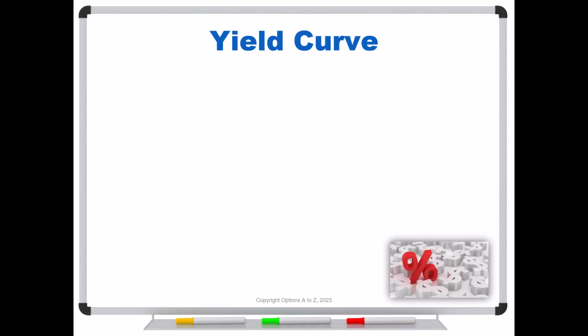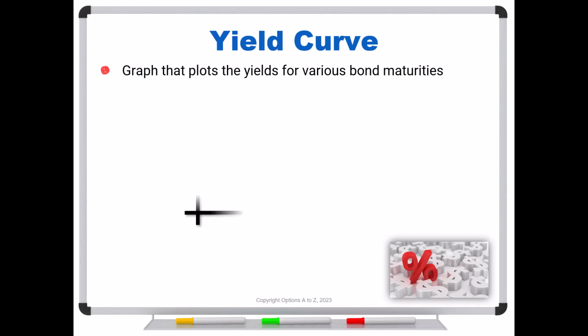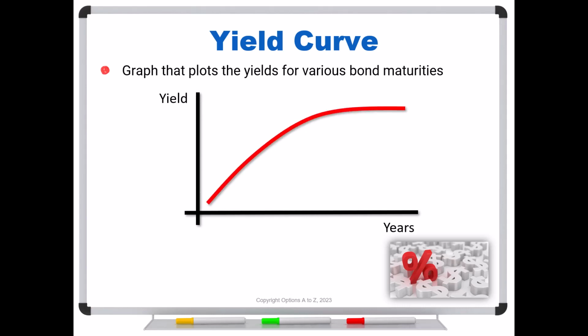So the yield curve, I think most people know what it is, at least from a basic definition. It's simply a graph that plots the yields for various bond maturities. So you might see something like this. We've got the different years of the maturities across the horizontal, we have the various yields on the vertical, and so the yield curve will look something like this. It's going to be curved.